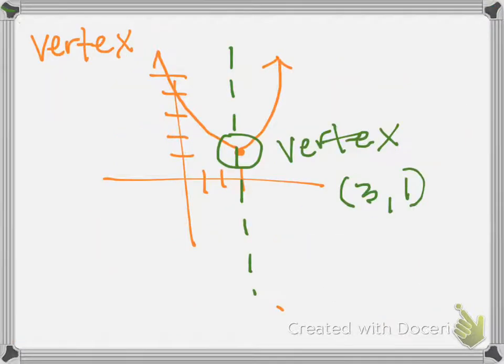Another key feature is the vertex. The vertex is either the low point, minimum, or the high point, maximum, of this U shape. So this graph has a vertex at (3, 1). This is the vertex right here.